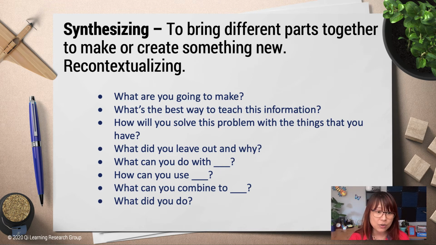So some questions you can ask about this. What are you going to make? Why? What's the best way to teach this information? I'm saying with this question to the student, I've given you this information. How would you teach this to your classmate, right? Think about the critical thinking there, to ask a student to teach it to somebody else. How will you solve this problem with the things that you have?